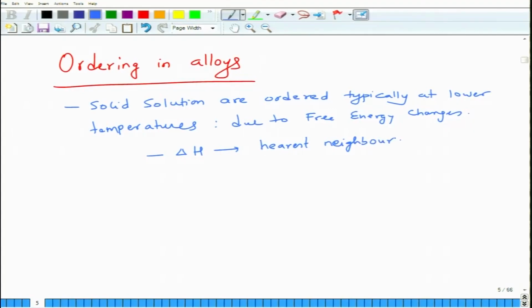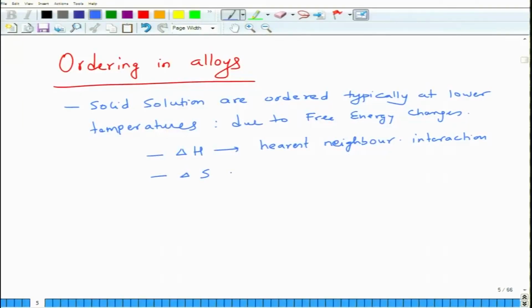Enthalpy is determined by the nearest neighbor interactions, because enthalpy is a manifestation of bond strength, and bond strength is a manifestation of nearest neighbors. What is the configuration? A copper zinc bond will have a different bond energy, a zinc zinc bond will have a different bond energy, a copper copper bond will have a different bond energy. So delta H, and then you will have delta S, which is predominantly configurational entropy.